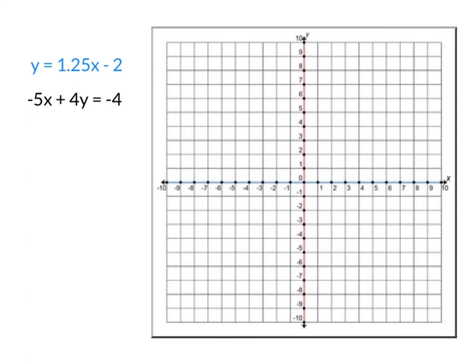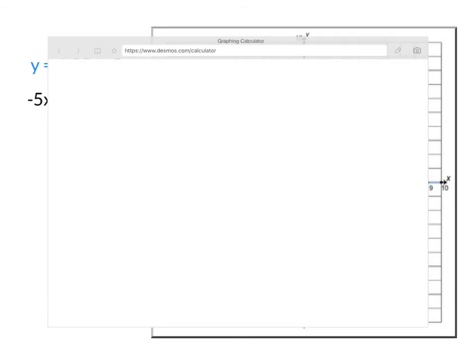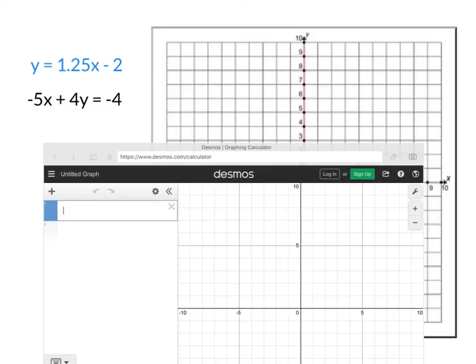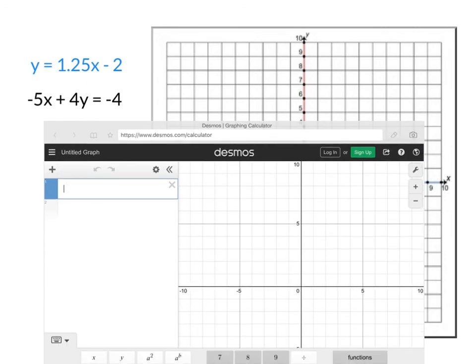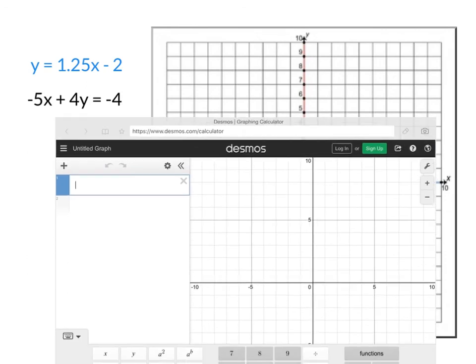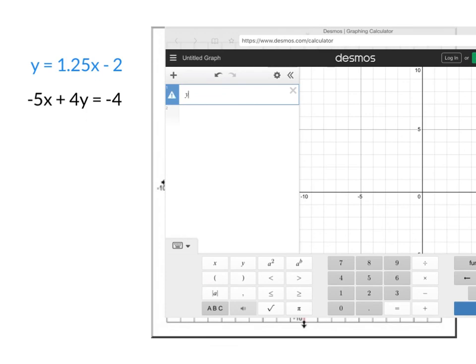So for this, we'll do the same thing that we did on the last one. We're going to pull up our graphing calculator, and I'm going to type the two equations in. So y equals 1.25x. By the way, if you want to try this yourself and see if you can do it, feel free to pause the video and do that and then come back and make sure you were right.